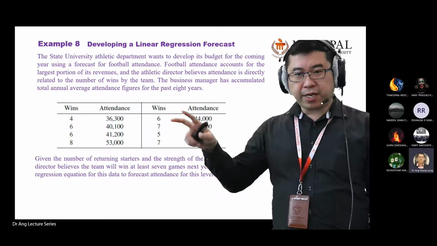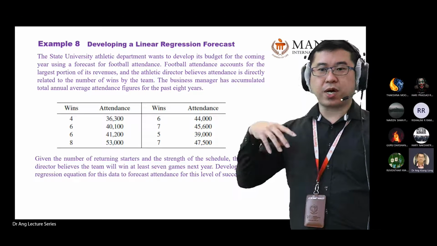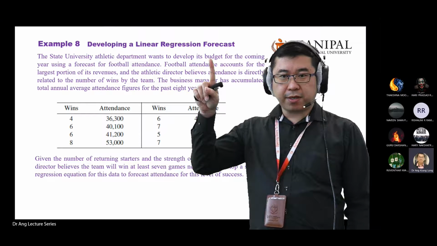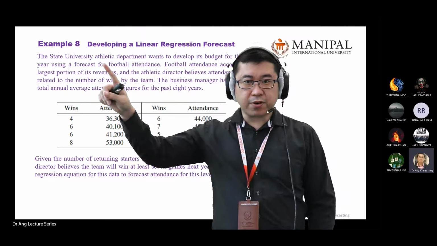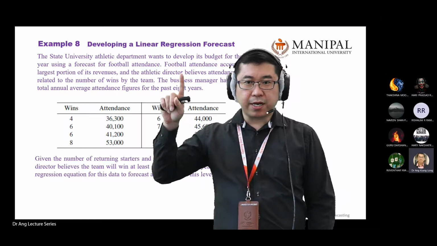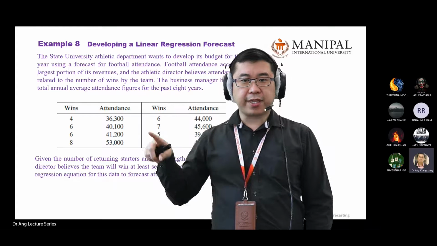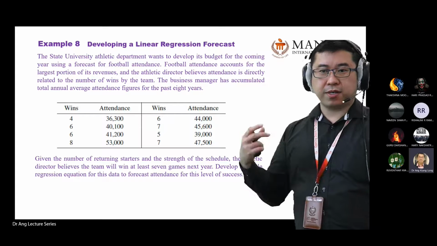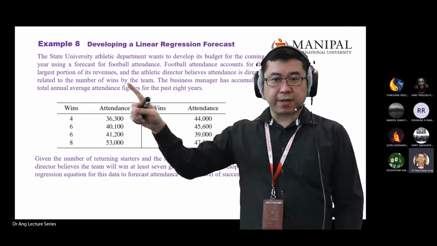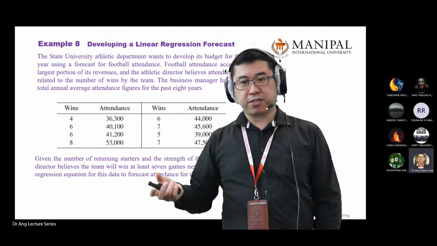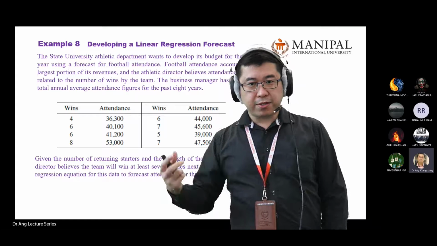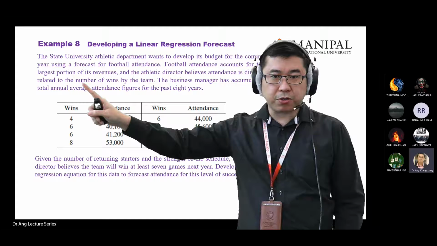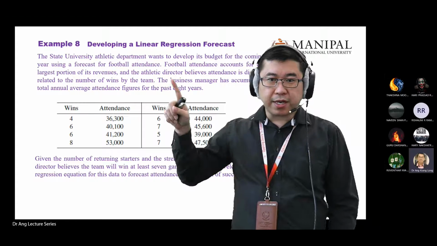They need to use this data to ask for budget for their sponsorship, so they develop a budget for coming years and forecast football attendance. Based on attendance, maybe they can sell some side products, t-shirts, balloons, and so on, so they can make money from that. Maybe they have ice cream stalls, pizza, beers. Football attendance accounts for a large portion of its revenue.